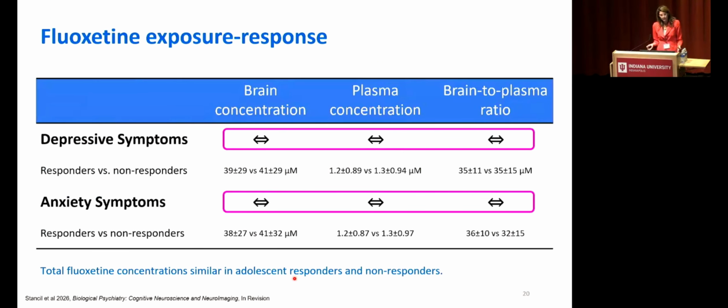And so we wanted to look at fluoxetine exposure and response, both in plasma, but now also in brain. And the data that you see here are just from the adolescent cohort, so there's 48 adolescents represented, and they completed clinical questionnaires, PHQ-9 for depression, as well as a PROMIS anxiety scale, which is part of the NIH toolbox.